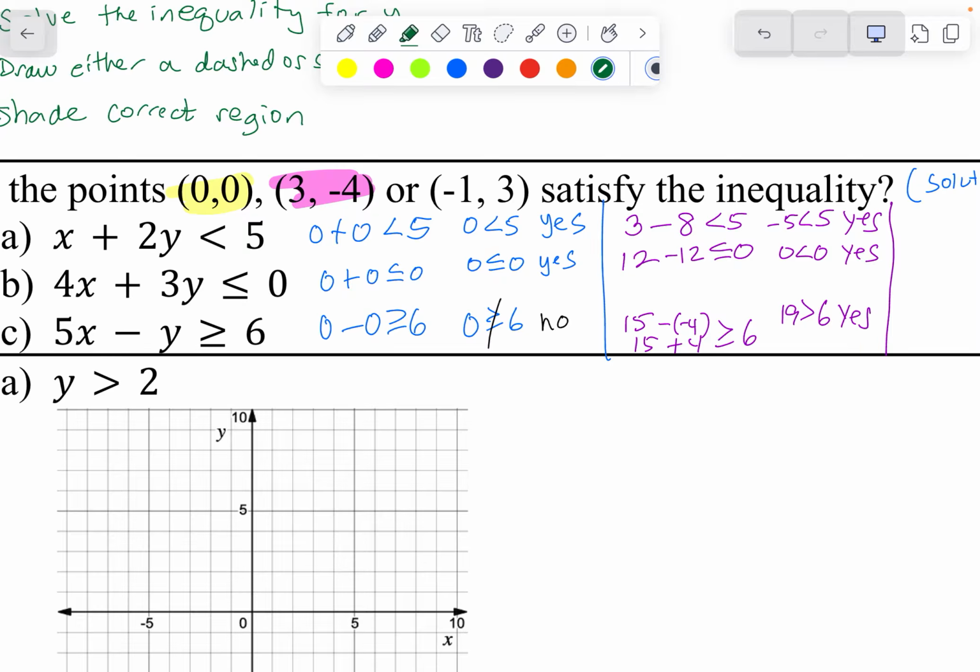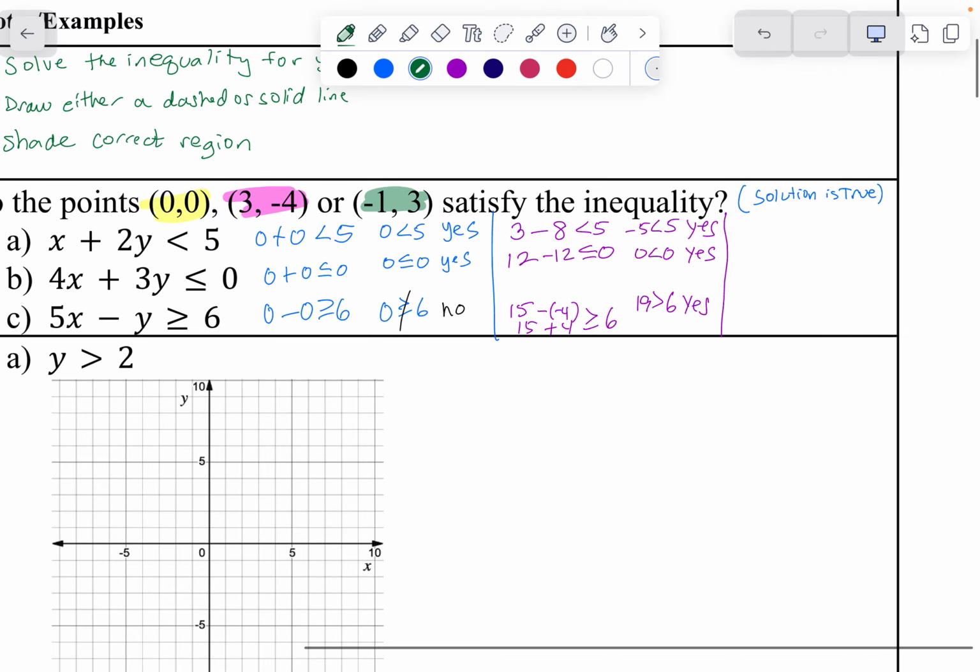And then finally, let's check, does that point satisfy the inequality? Is it a solution? Well, if we plug negative 1 and 3 in, we get negative 1.